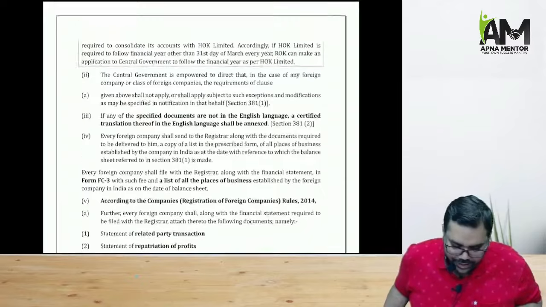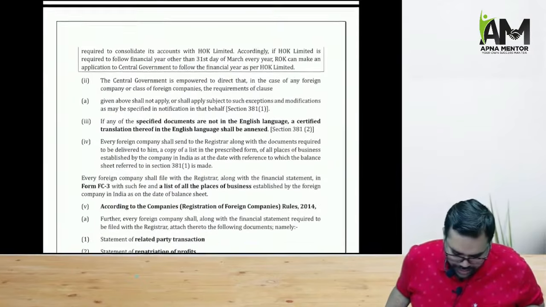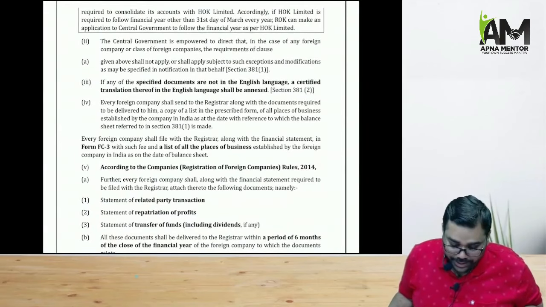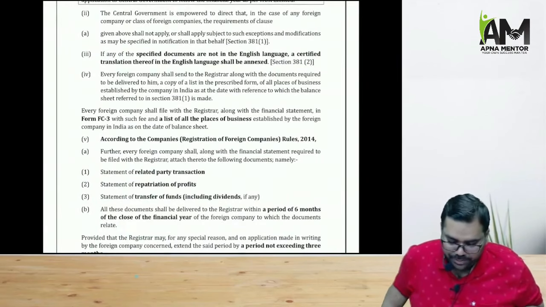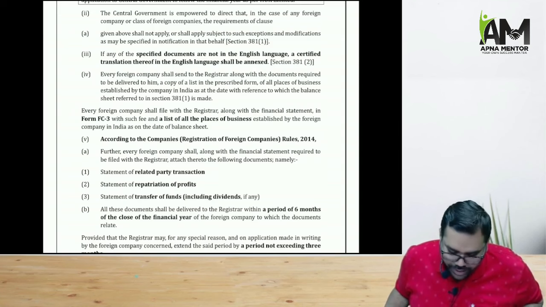Every foreign company shall send to the registrar, along with the documents required to be delivered by it, a copy of the list in the prescribed form of all places of business established by the company in India, as at the date with reference to which the balance sheet is made. So when the foreign company submits all the documents to the ROC, it must also submit a list in the prescribed form of all places of business established in India.